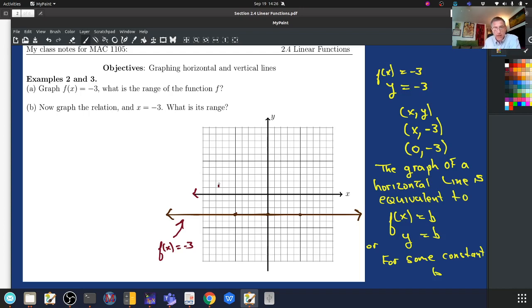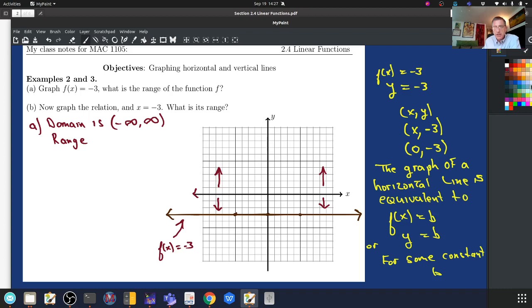So no matter where I am, if I look up, if I look down, or if I look up and I look down, I'm going to see some portion of the graph f of x is equal to minus 3, no matter where I am. So that tells me that the domain is minus infinity to infinity.